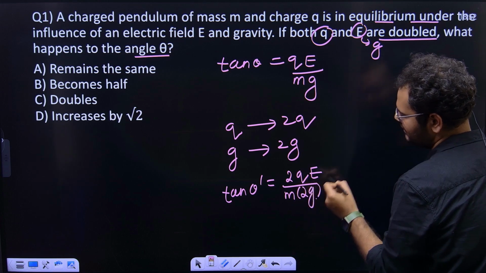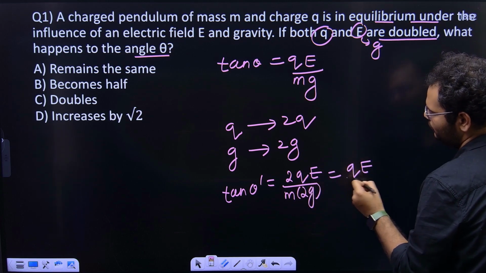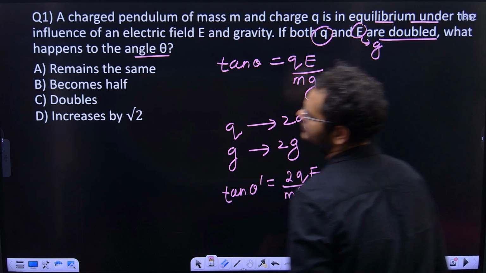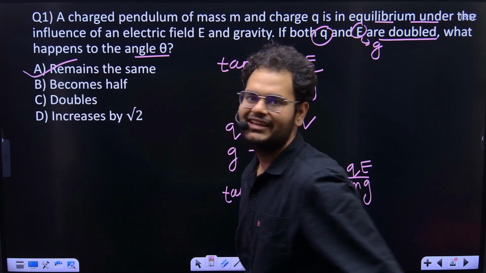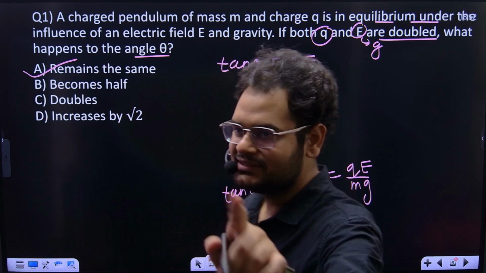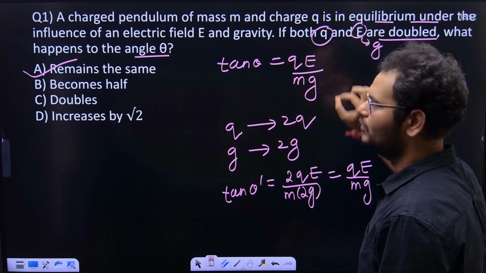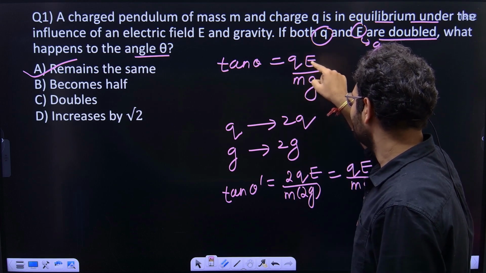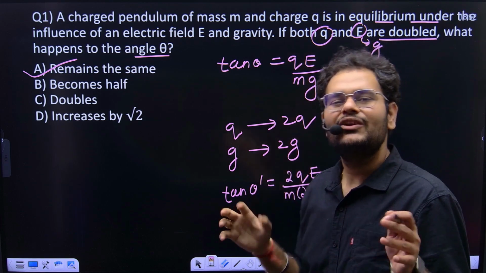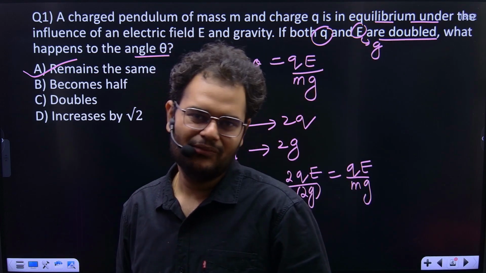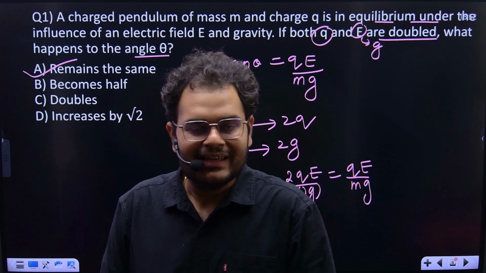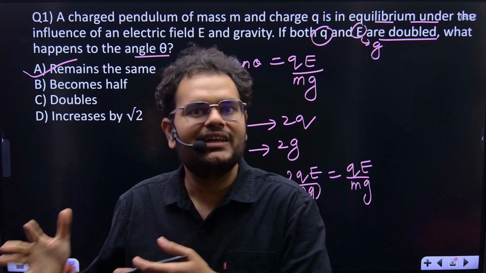No change. Is there any change? No sir. QE upon mg, same thing. That means the angle remains the same. Are you getting it? Is it simple? But sir, what if the electric field was doubled? See, if the electric field is doubled and the charge is also doubled, theta will not become 4 times. Tan theta will become 4 times. Are you getting it? If tan theta is 4 times, that does not mean theta becomes 4 times.